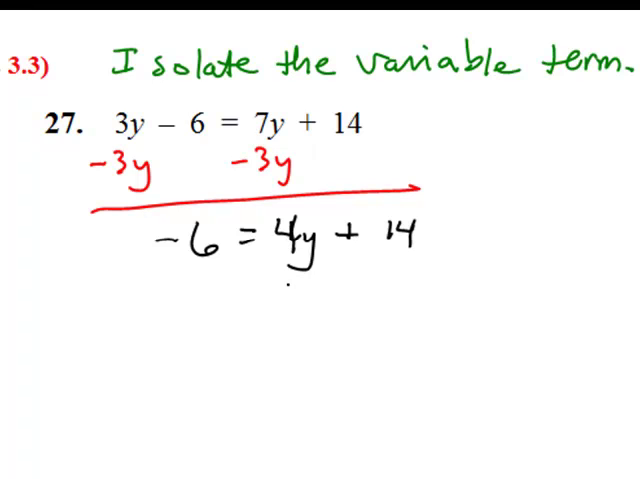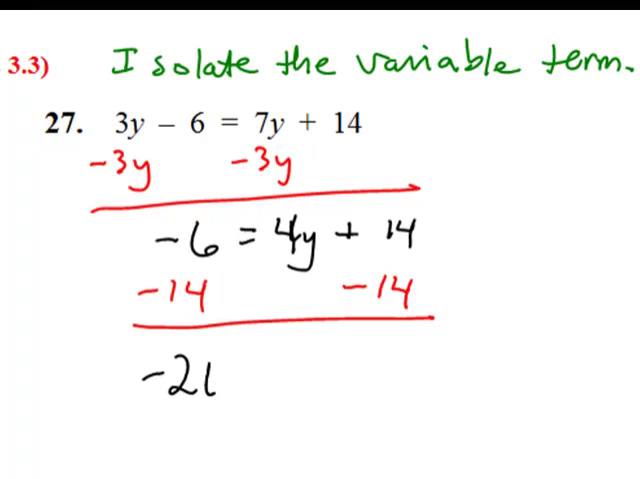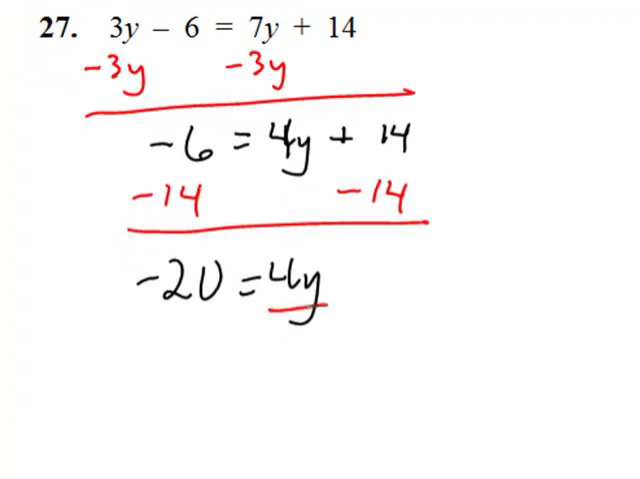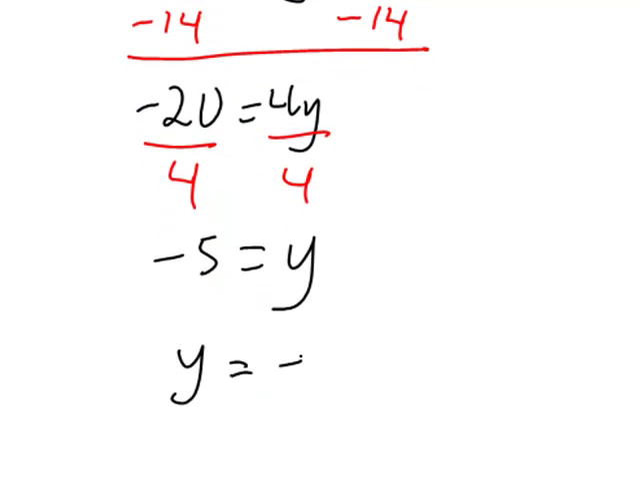Now we've established where the 4y is, or the y term is, and we're now going to clear the 14 by adding its opposite, negative 14, to each side. And in doing so, let's see, negative 6, negative 14 is a negative 20 equals 4y, and then these become just 0. And now we can divide each side by 4, and we discover that negative 5 equals y, or more appropriately, y equals negative 5.